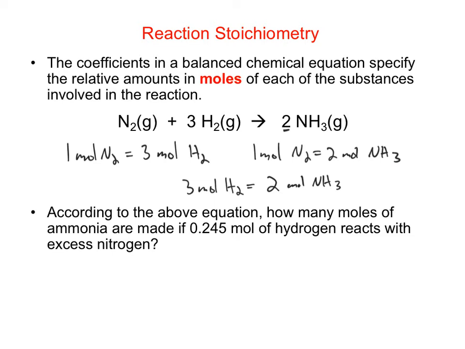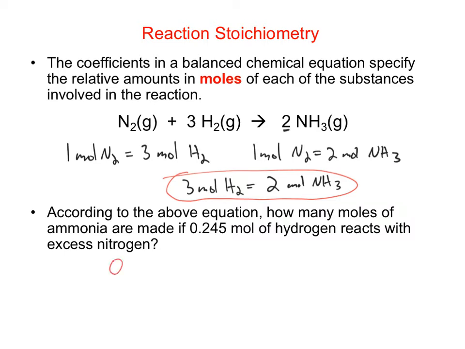And so this problem is saying, I have 0.245 moles of hydrogen. How much ammonia is that going to make? And so I need to know the relationship between hydrogen, H2, and ammonia, NH3. And so when I look at my relationships, or if I hadn't written them down, I would just write it. I would say, okay, I want to compare hydrogen to ammonia, so it's my 3 moles of H2 is equal to 2 moles of NH3. That's the one I want to use. And so I'll just do this like a conversion factor.